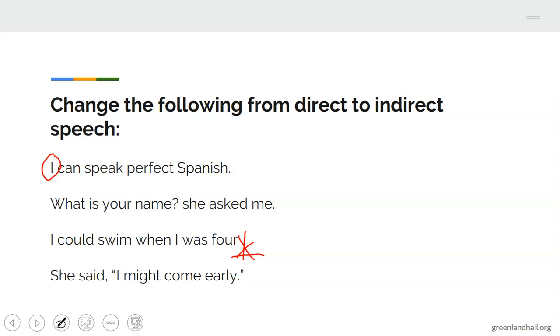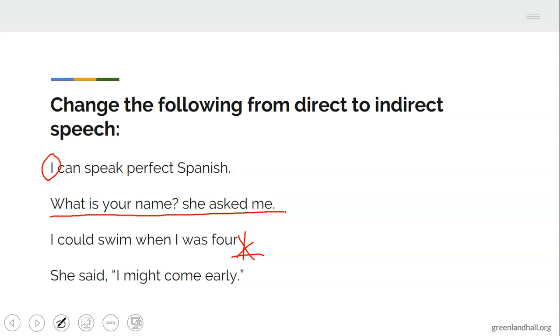Remember we said that you have to change your verb tense. In this sentence, there's something to change. Have I hinted you already? Alright, it's a giveaway though. But let's learn. It's fun, boys. I could swim when I was 4.